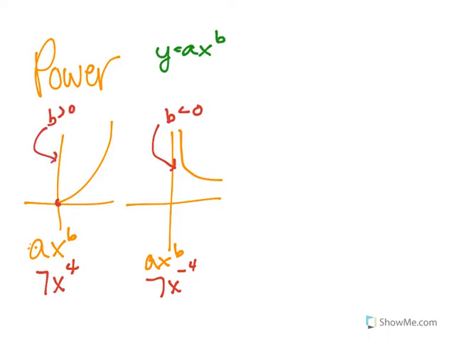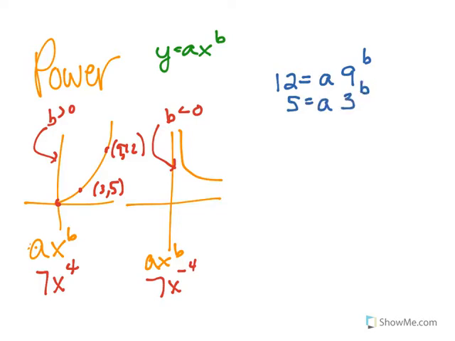So let's say I had a couple of points on here. Let's say I have the point 3, 5, and I have the point 9, 12. I could fill those in for x and y into my equation. So it's going to be 12 equals a 9 to the b. And then my next equation would be 5 equals a 3 to the b.